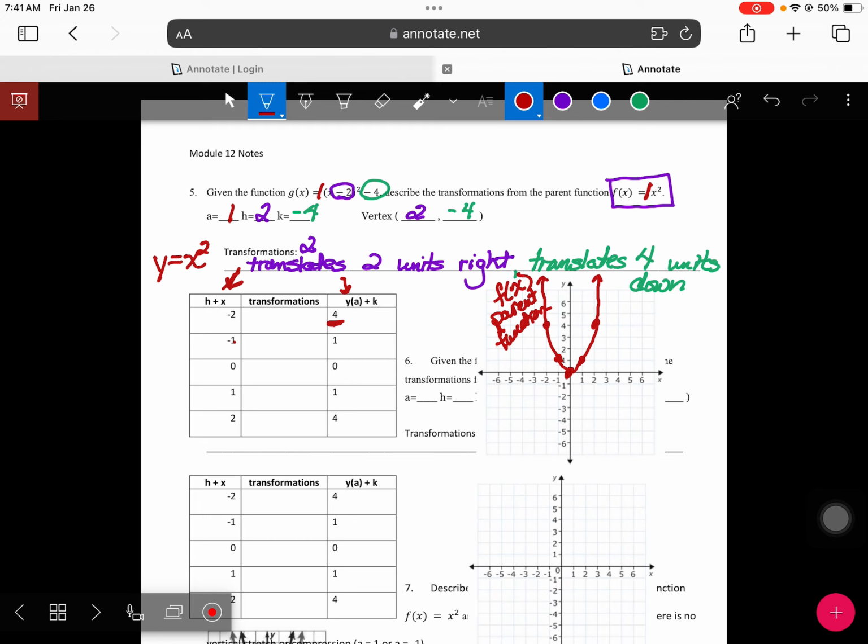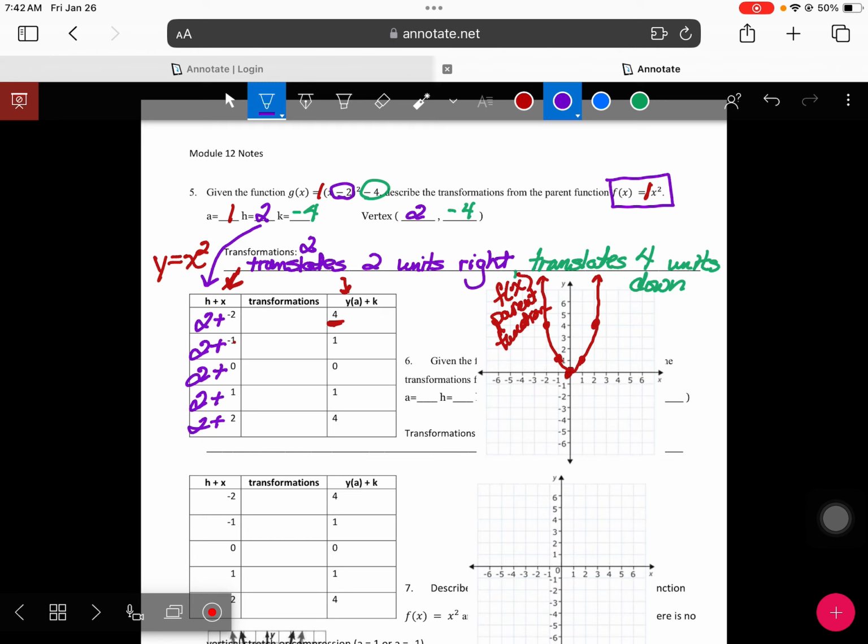Now, we have this new function, which was g of x equals (x minus 2) quantity squared minus 4. The h value that we already found, we said was 2. So we are going to add 2 to all of these x values from the parent function. And that's going to give me my new x coordinate.